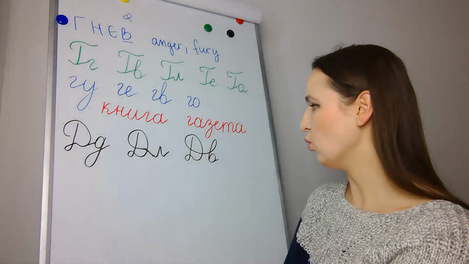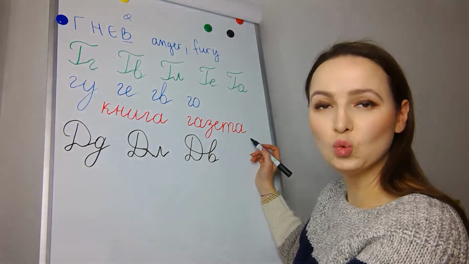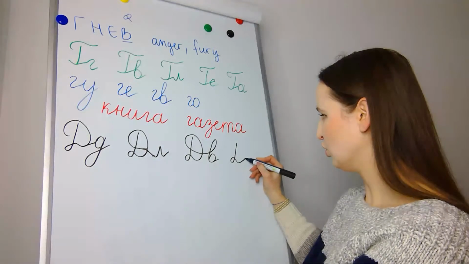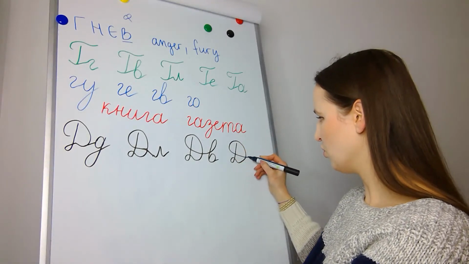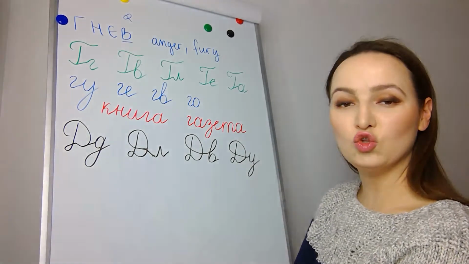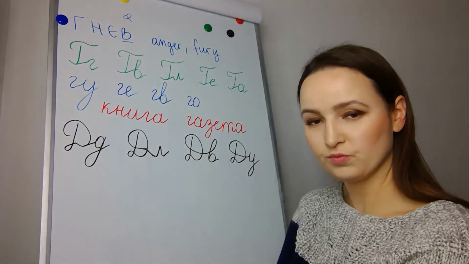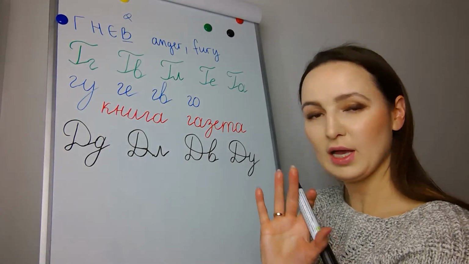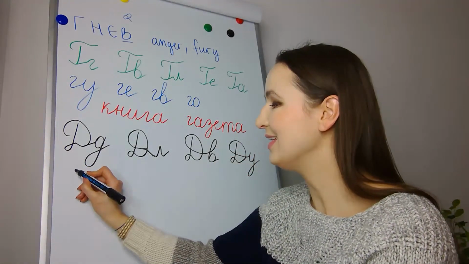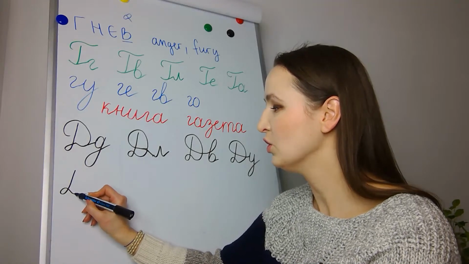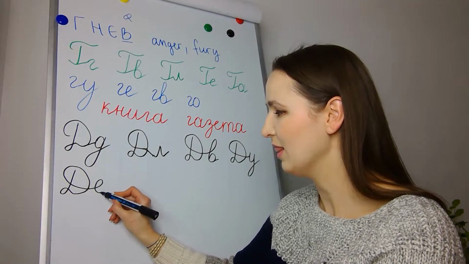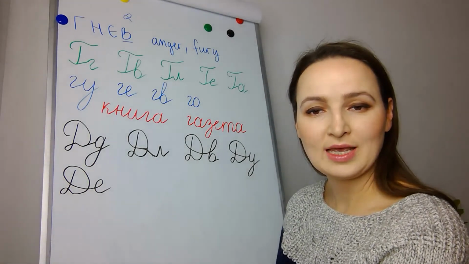Now let's connect D with U letter. Do. And let's write do. 1, 2, and U letter. Like this. Do. Хорошо. And the last syllable is D. Let's connect D with E. 1, 2, and E here. Like this. D.